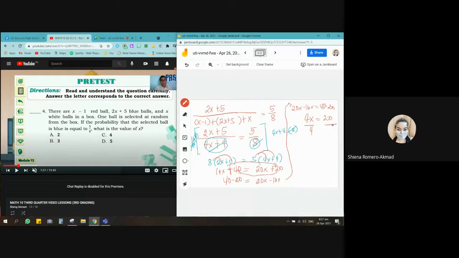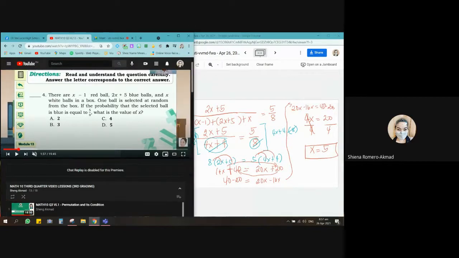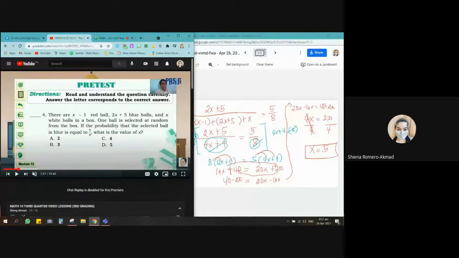Divide natin both sides by 4. Our x here is equal to 5. 5 po. So, the answer here is letter D. Okay. So let us have number 5. And number 4 is there are x minus 1 red ball, 2x plus 5 blue balls, and x white balls in a box. One ball is selected at a random from the box. If the value of x is 9, what is the probability that the selected ball is blue?